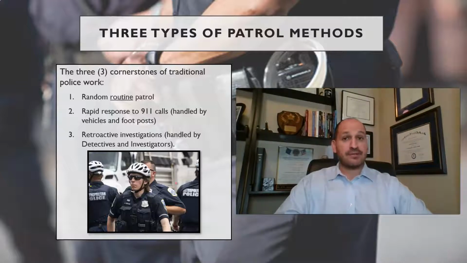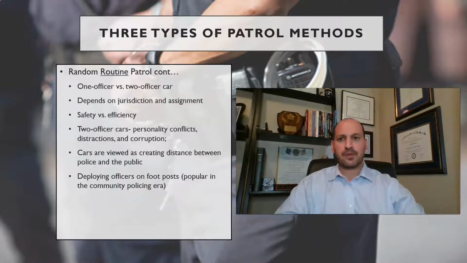The second part of that cornerstone is rapid response to 911 calls, handled by vehicles and individuals on foot posts, like you see in the picture there at the bottom. And then finally, the third part is retroactive investigations, and those are typically handled by detectives and investigators, right? So those are the 3 cornerstones of the traditional police model or traditional police work.